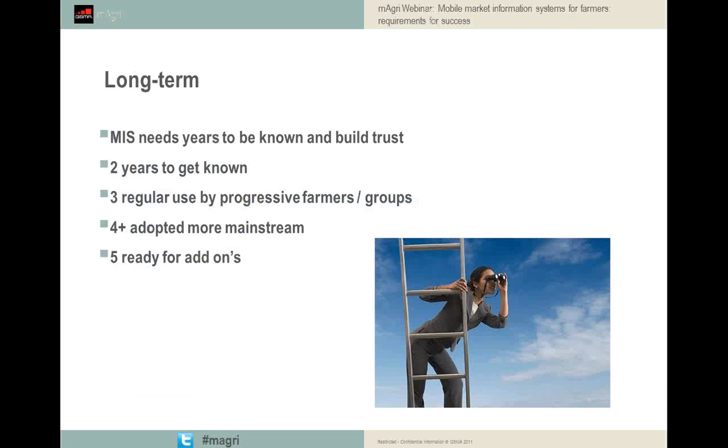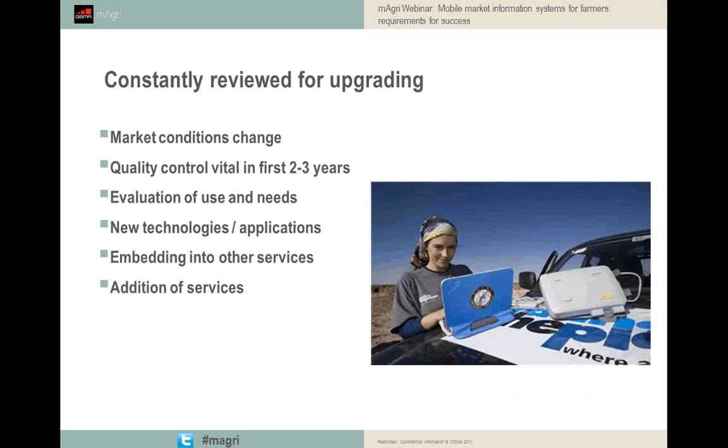Long term, I think with any service like this, you really have to think of this beyond 5 years in order to be successful. So I think it takes a couple of years just to get known in a country. I think it takes 3 years when you start to have progressive farmers and associations using this effectively, 4+ years to get it into a mainstream service, and then it's the 4th and 5th year that you can start to really add on the ideas of more market intelligence. But getting there is really important, and that's not a short-term process.